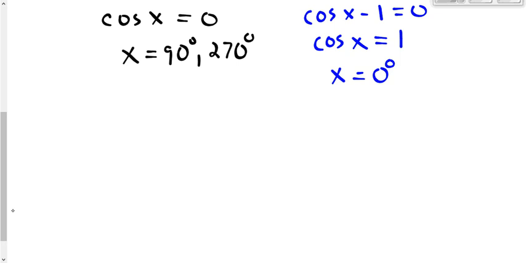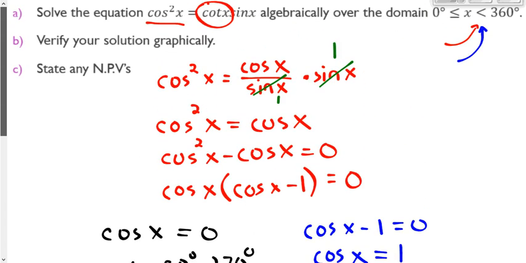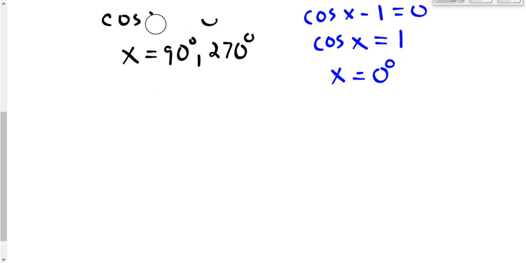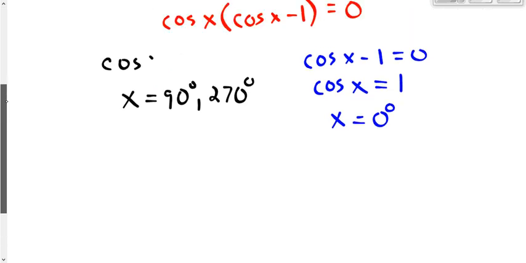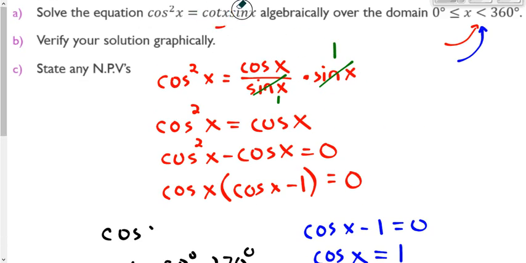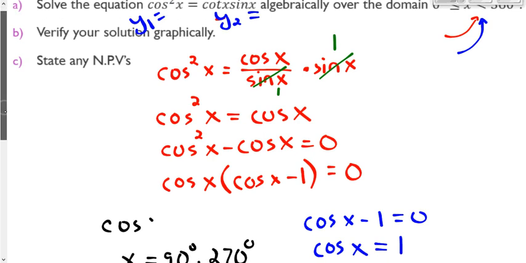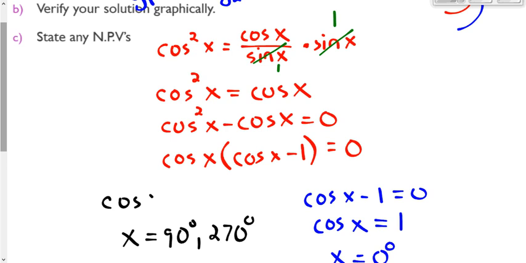All right, next. It says verify your solutions graphically. I'm going to let you do that. You're going to want to make our right side equal to y2 and our left side equal to y1. I'll give you a moment to do that. Check your answers. And you should have realized one of our answers is wrong. We're going to check right now why that is. We're going to state any NPVs.